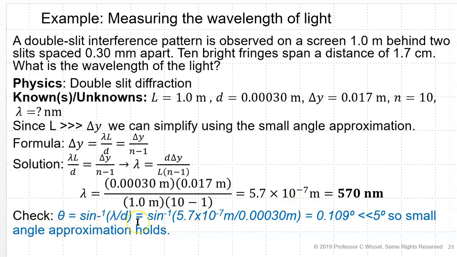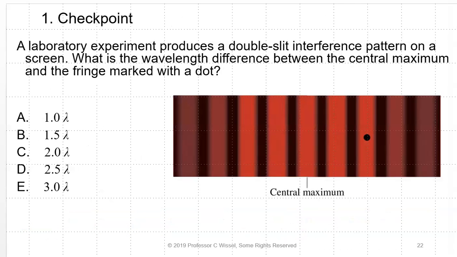And we can go back and check this and make sure it's okay. Take the inverse sine of lambda over D. If we do that, we wind up with less than 1 degree. It's about 1/10 of 1 degree. So small angle approximation would hold quite well for this, unless you were really interested in something very accurate.